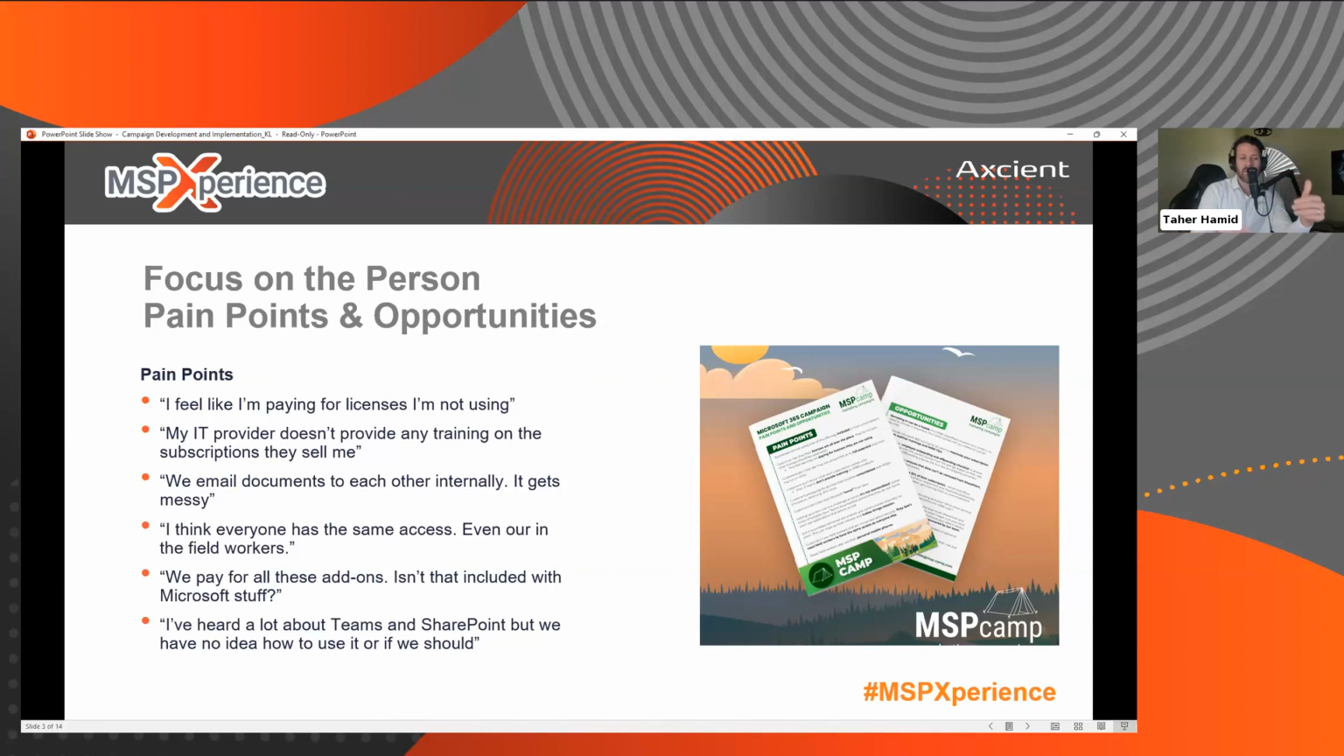I think everyone has the same access, even our in-the-field workers. We pay for all these add-ons. Isn't that included with Microsoft stuff? A lot of these are actual quotes, right, from the interviews. I've heard a lot about Teams and SharePoint, but we have no idea how to use it or if we should. So now we're starting off the campaign on the right foot.